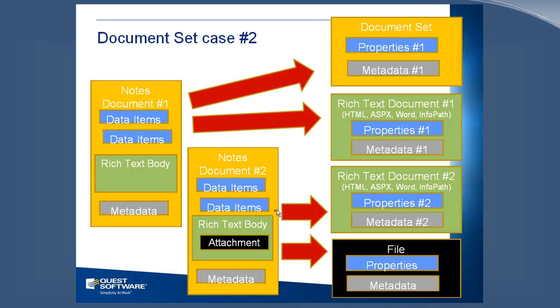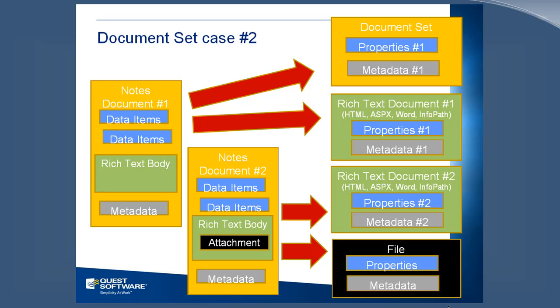And then for this, when the second document comes along, we can't map the header properties anymore, but we can still map content. So we're going to take this rich text body and map it into the document set as another Word document or PDF document or whatever. And the properties on this one will come from the second document. Again, we can pick out the attachments and put them in the document set as well. So that's the many-to-one case where many notes documents become one document set.